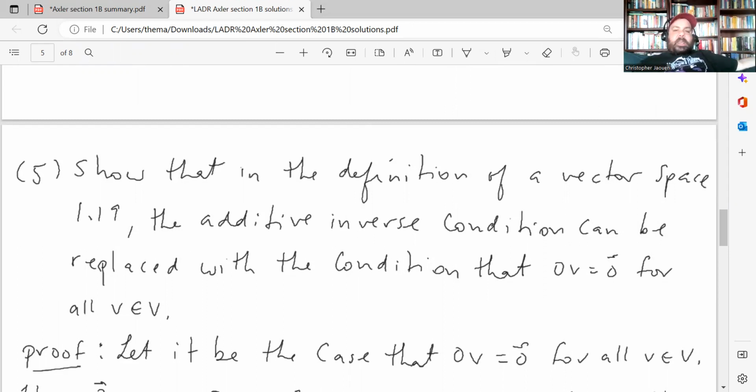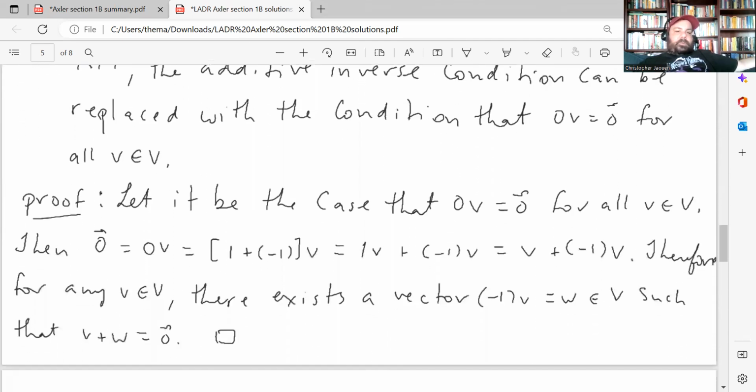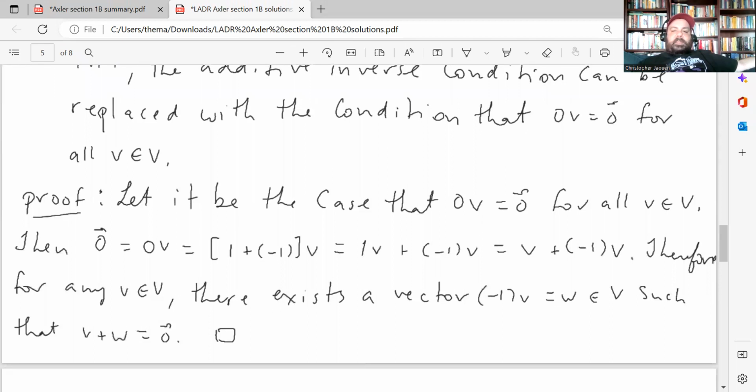Number 5, show that in the definition of a vector space, the additive inverse condition can be replaced with the condition that 0v equals 0 for all v in V. So we can do that here. Let it be the case that 0 times v is equal to the 0 vector for all v in V.